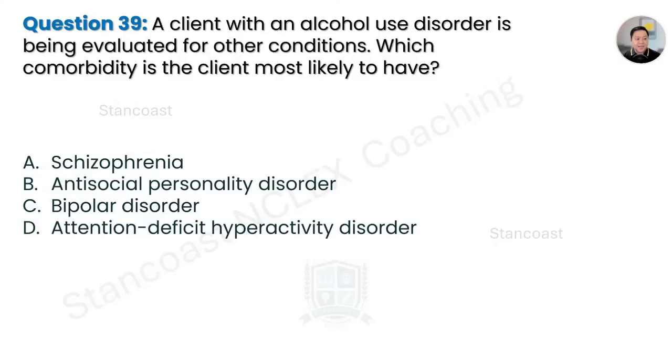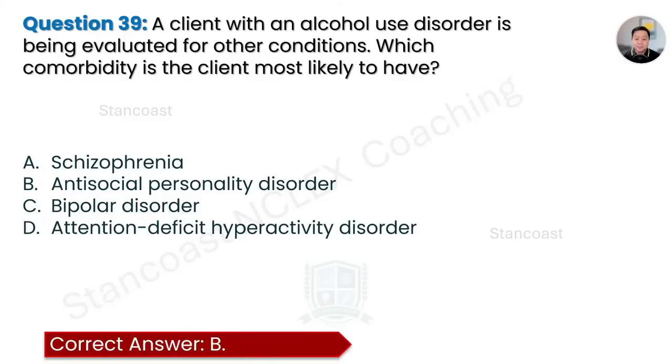39. A client with an alcohol use disorder is being evaluated for other conditions. Which comorbidity is a client most likely to have? A. Schizophrenia. B. Antisocial personality disorder. C. Bipolar disorder. And D. Attention deficit hyperactivity disorder. The answer is letter B.